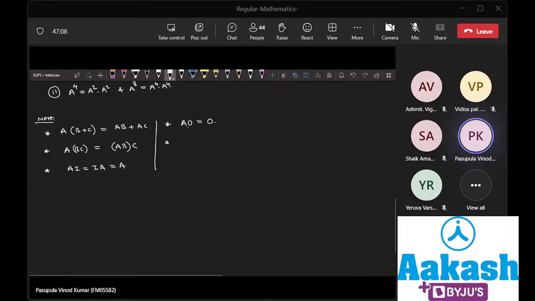Fine. So these are the things, and if AB is equal to BA, then we say A and B are which kind of matrices? Then we say A and B are commutative matrices. A and B are commutative if AB is equal to BA. And few more things also you have to note down here.